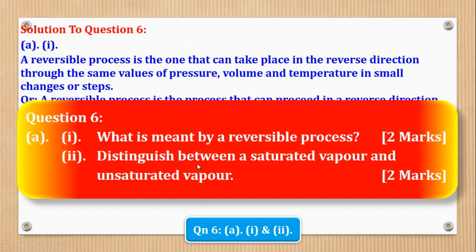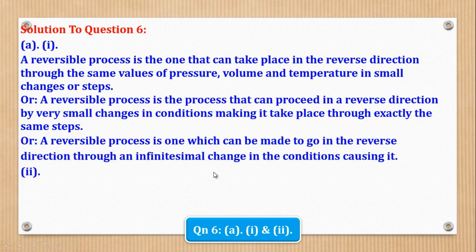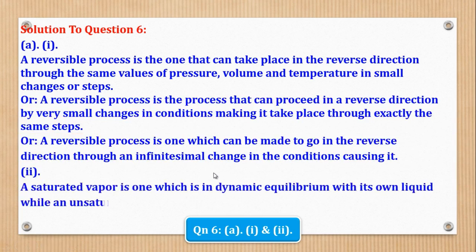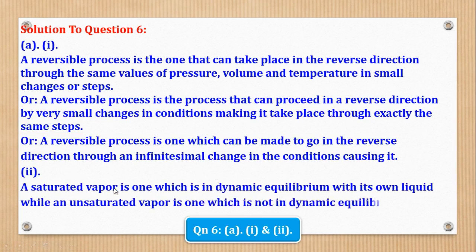Roman 2 says, distinguish between a saturated vapor and an unsaturated vapor. So we shall say that a saturated vapor is one which is in dynamic equilibrium with its own liquid, while an unsaturated vapor is one which is not in dynamic equilibrium with its own liquid. So basically that's what they wanted in part A.